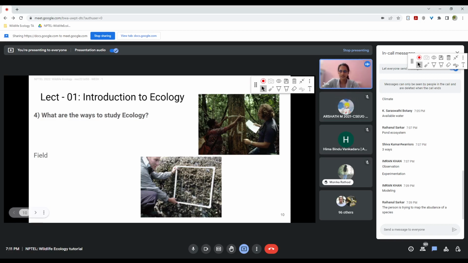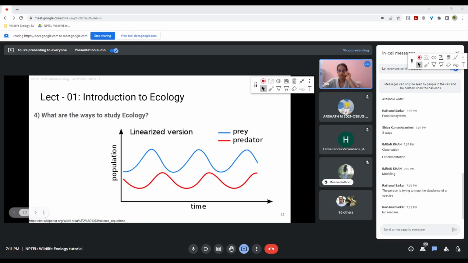All right. Okay. So if we move on, this is another method to study ecology, and this is an example from your lecture. Could someone explain the graph, or tell me first what the graph is about?